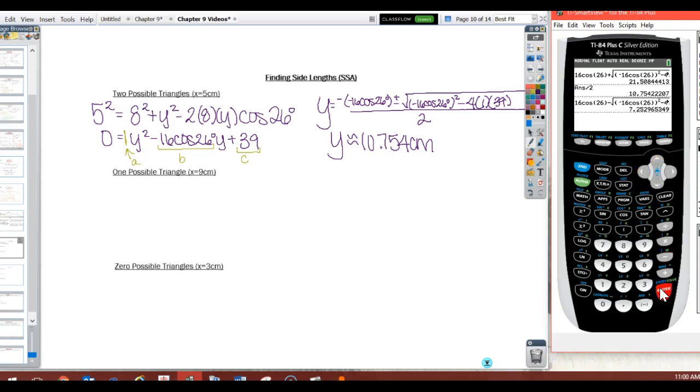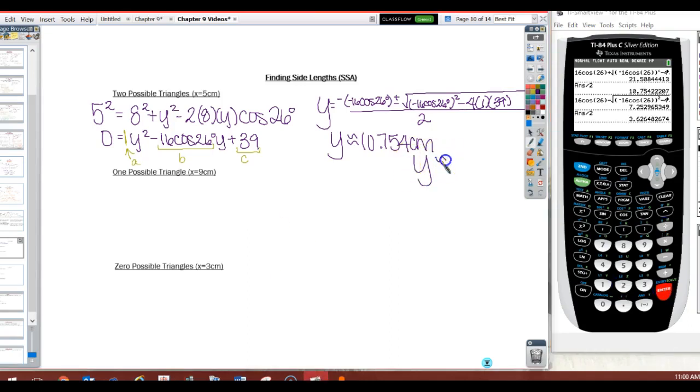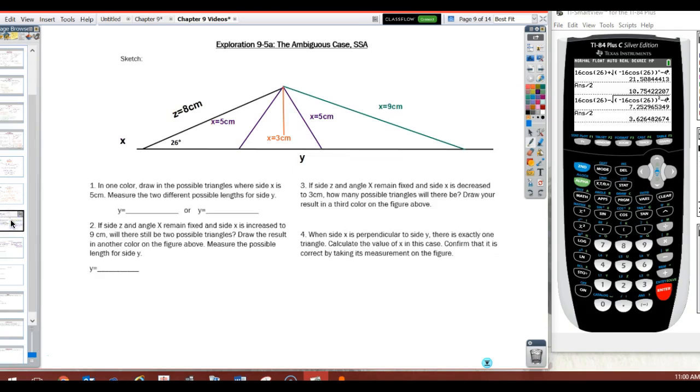And again, we need to divide this answer by 2. So my other possible answer for side y would be 3.626 centimeters. And since both of these answers are reasonable, this also is a way of proving that there are two possible triangles. And these would be the two answers here. You could go back and look at your picture to reason through this.